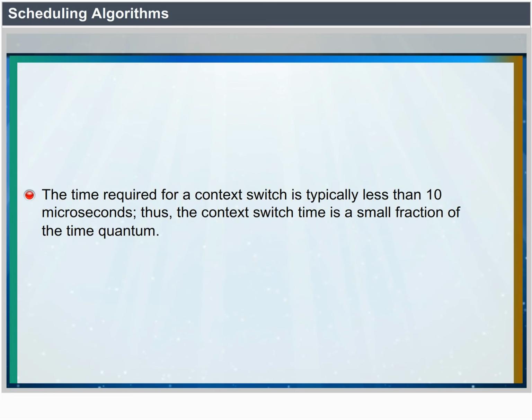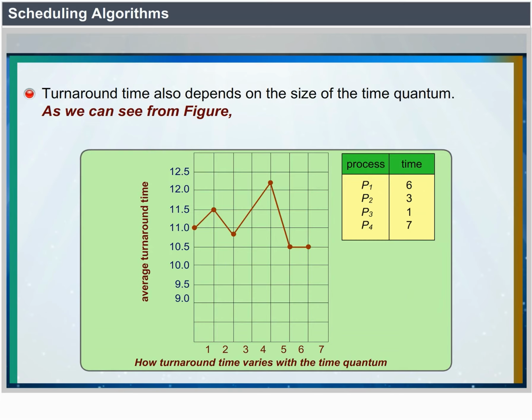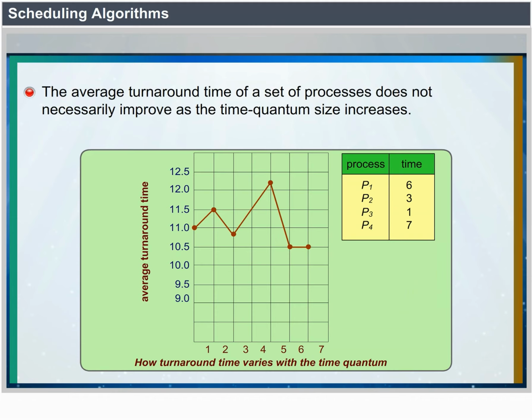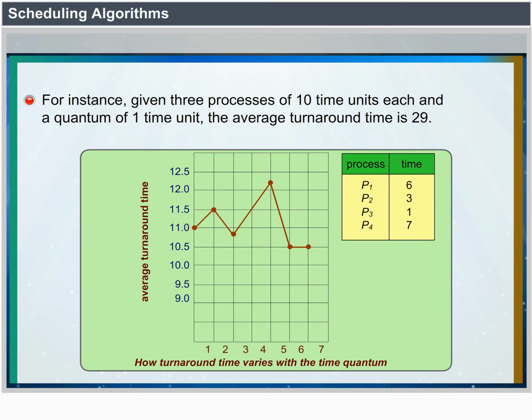Turnaround time also depends on the size of the time quantum, as we can see from the figure. How turnaround time varies with the time quantum. The average turnaround time of a set of processes does not necessarily improve as the time quantum size increases. In general, the average turnaround time can be improved if most processes finish their next CPU burst in a single time quantum. For example, given 3 processes of 10 time units each and a quantum of 1 time unit, the average turnaround time is 29. If the time quantum is 10, however, the average turnaround time drops to 20.